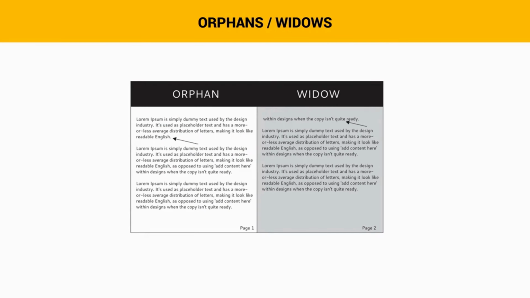Orphans and widows. When only the last line, or word, of a paragraph is at the top of the next page, that is a widow. When the last line of a paragraph contains only one word, that is an orphan.